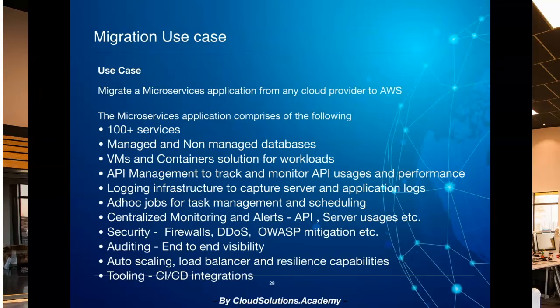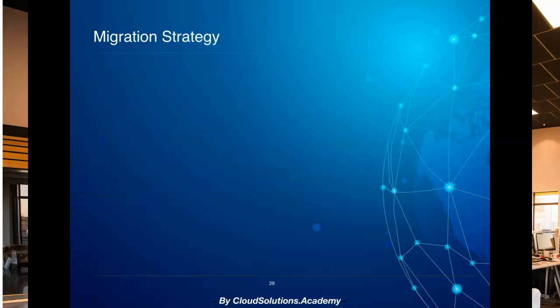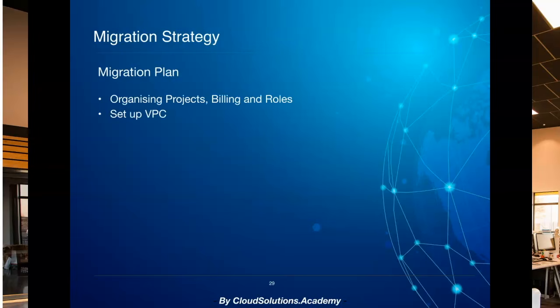Next, we look at how we can migrate this application to the AWS environment. We start off with a migration strategy and a migration plan that allows us to migrate the application to the AWS environment. The migration plan that I've described is fairly generic and can be used to migrate any application to the AWS environment. With respect to the migration plan, you first start off with organizing projects, billings and roles, and set up the virtual private cloud for segregating your application environment.